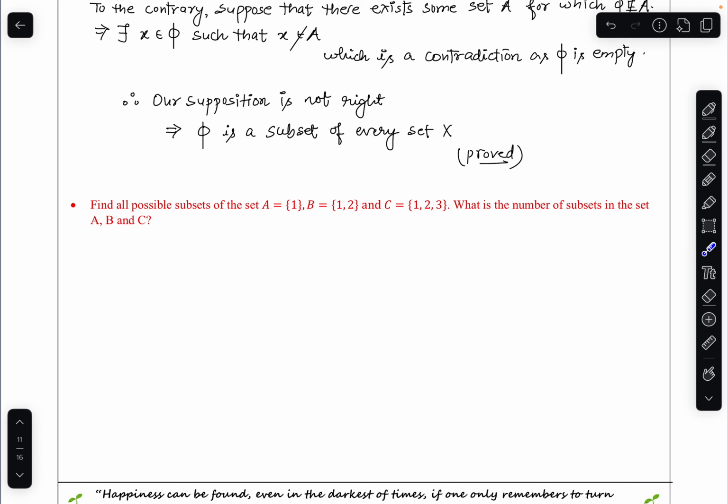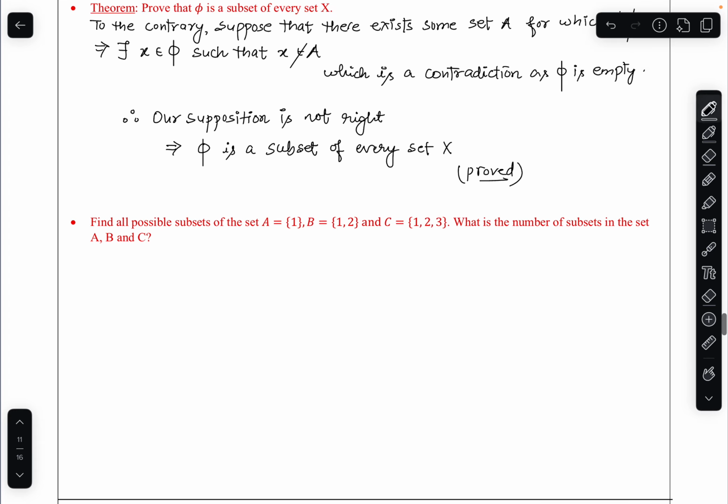So here we have been given three sets. There is first set A which has only one element in it. There is a second set which has two elements in it. And there is a third set which has three elements in it. So we'll talk about how to find the subsets corresponding to each of these three sets. Let's do that. We have A is equal to the set which has one in it. We have the set B which has two elements in it. And then we have the three element set also.